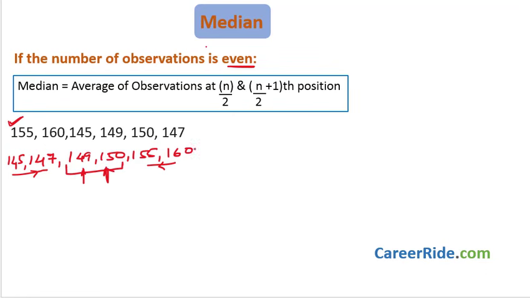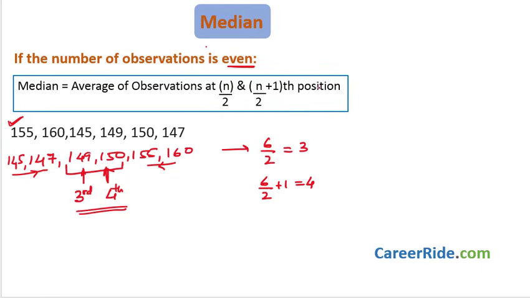So what we'll do is, there are 6 terms right now. So let us divide 6 by 2, right? So we get 3. So this is the third term, right? And what is the next term that we have to find out? 6 by 2 plus 1, that gives us 4. So this is the fourth term. So this is how we locate the 2 terms first of all, right?